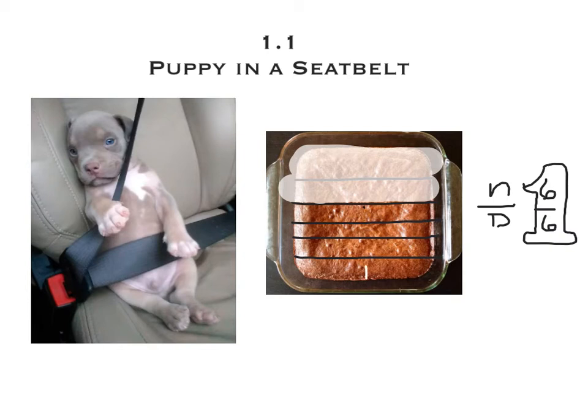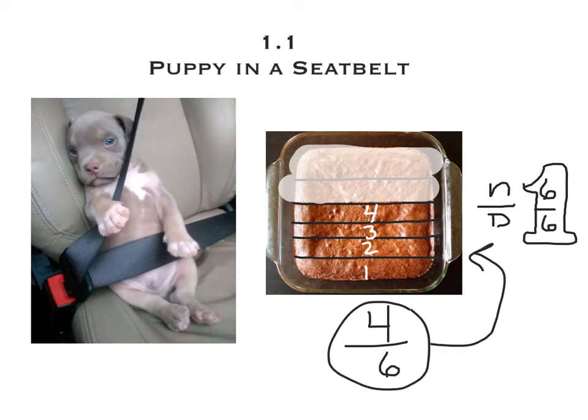I've got 1, 2, 3, 4 of those parts left, right? So I have 1, 2, 3, 4. Now that's my numerator, right? I get 4 out of the original 6 parts that it was cut into. So 4/6 is your answer.